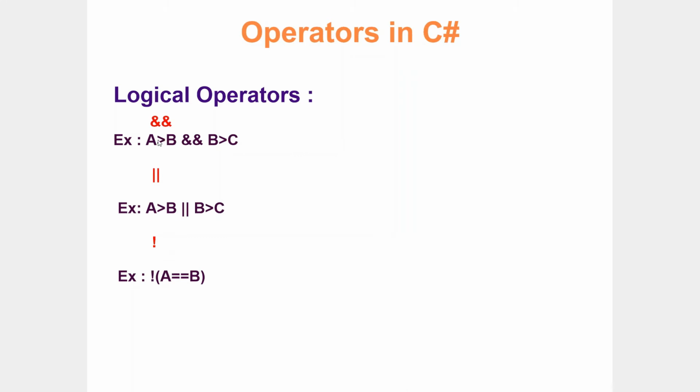Let's say A should be greater than B and B should be greater than C. Then only proceed with your action. If both the conditions are satisfied, then only proceed with your action. Otherwise, don't proceed. In our previous scenario, he should be a graduate and his age should not be greater than 35. Then only accept his profile. If anyone is not satisfied, if he is not a graduate or his age is greater than 35, then don't accept his profile. So when multiple conditions are to be satisfied, you should use AND.